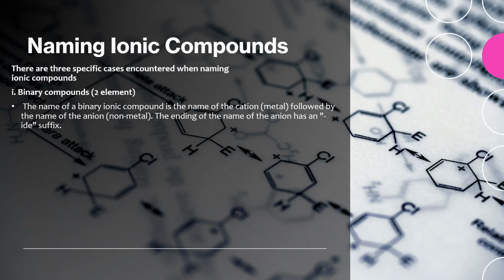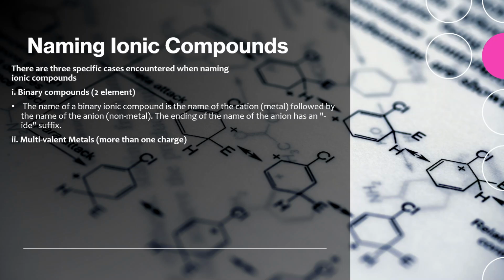The nonmetal, which we call the anion, we basically change the ending of. So for example, if you have oxygen, which is a nonmetal, when it forms an ionic compound, we call that oxide. Or if we have fluorine, which is another nonmetal on the right side of your periodic table, we change the ending of that to fluoride.